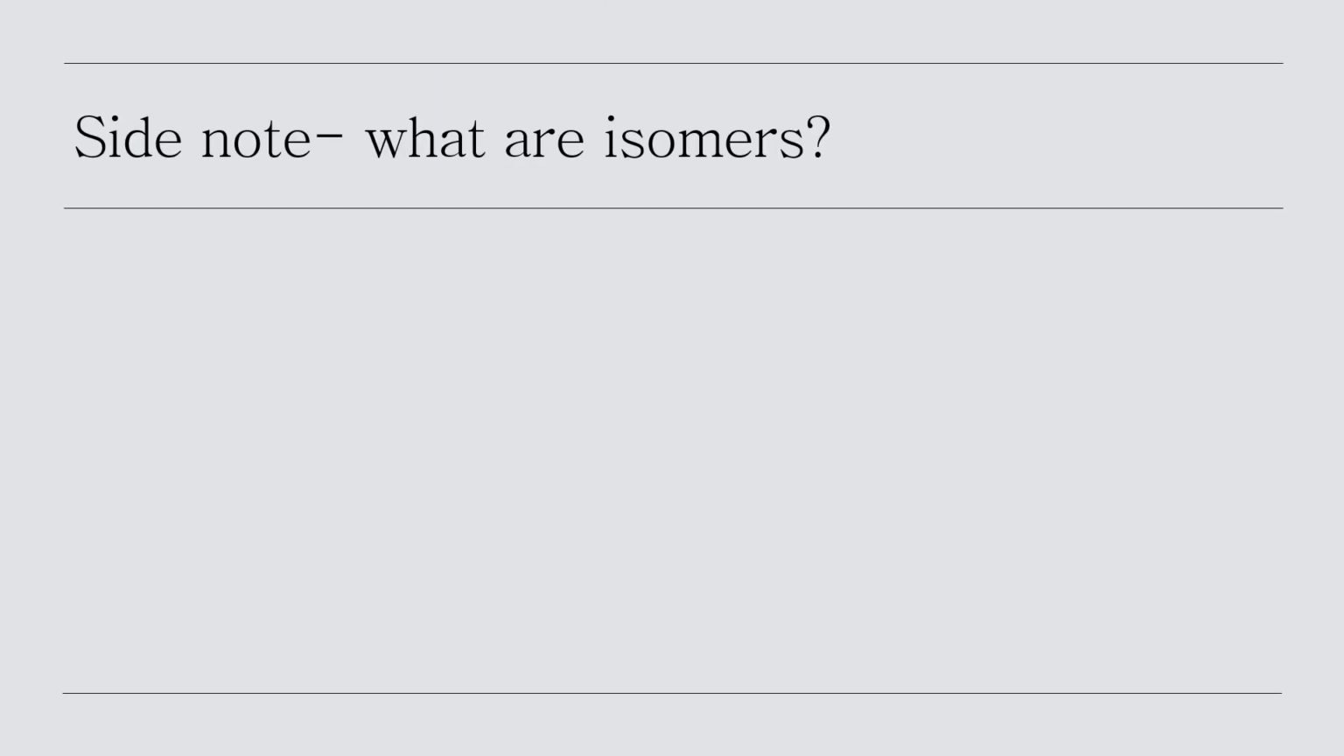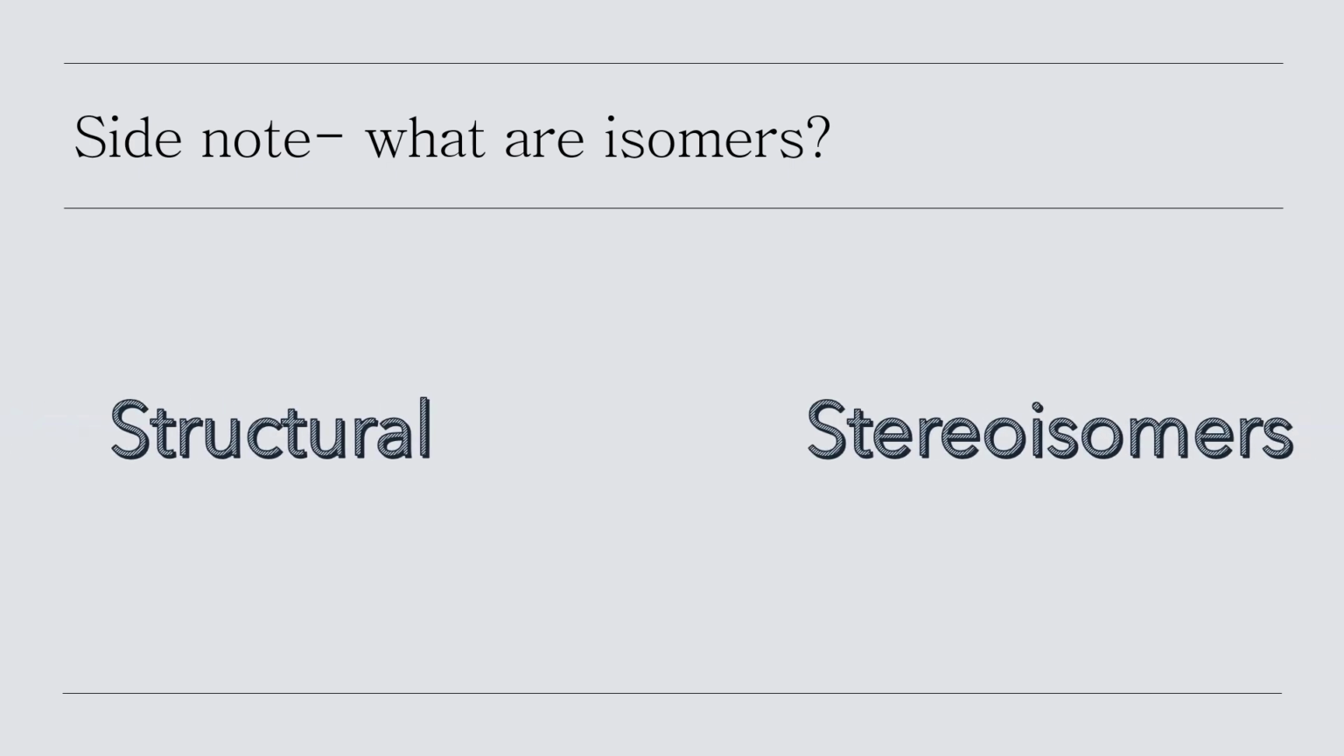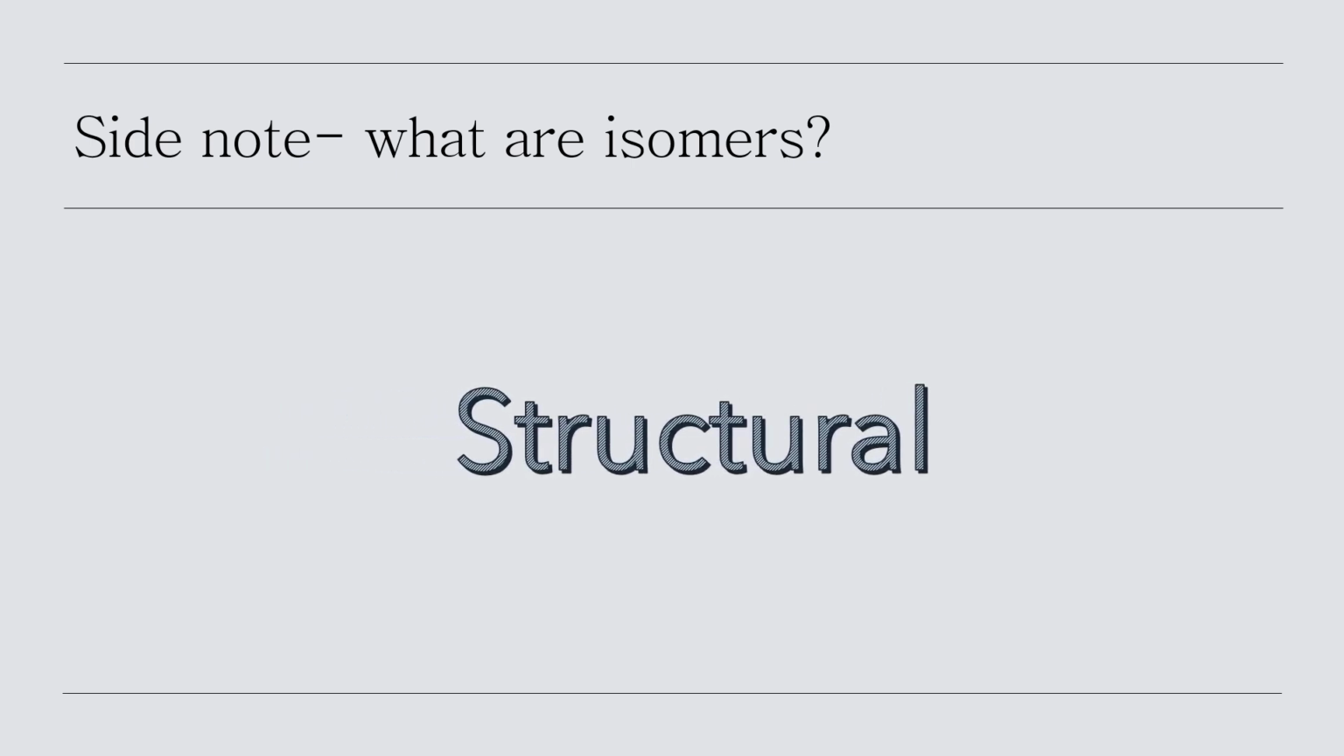Before we continue with parts C and D, I think it's important to go into a bit of detail about what isomers actually are. Speaking very broadly, isomers are simply molecules that share the same formula. They come in 2 main forms, which are structural and stereoisomers. We'll start with structural isomers. Structural isomers are molecules that have the same formula but a different arrangement of the atoms. This means that 2 isomers with the same formula can have vastly different and unique physical properties and behaviors.